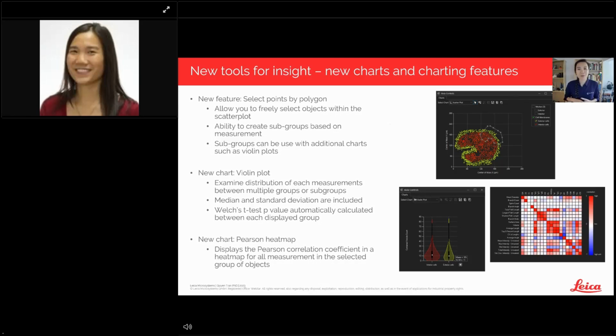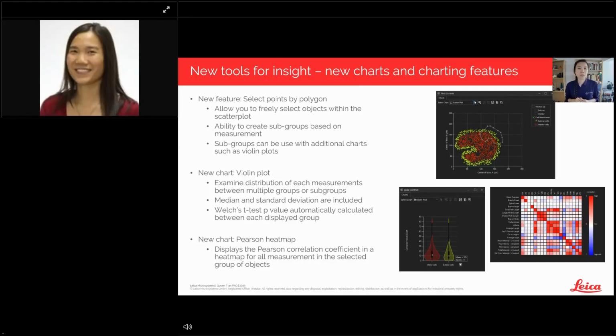But it doesn't stop there. AVIA 12 comes with new charts and charting features. First up is the selection by polygon within our scatter plot. Using this feature, you can select any group of objects that you want in any shape that you want. Once the selection has been made, you can create subgroups for further examination.